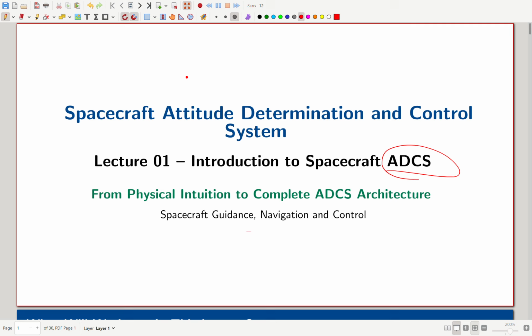This is called guidance navigation control, sometimes also written as NGC. Navigation means first we know where we are, right? Then, based on the guidance definition, we apply the control to get our desired attitude. We will let you know what the attitude is. In this lecture we will understand the fundamental terminology and all aspects which are necessary for coming lectures.